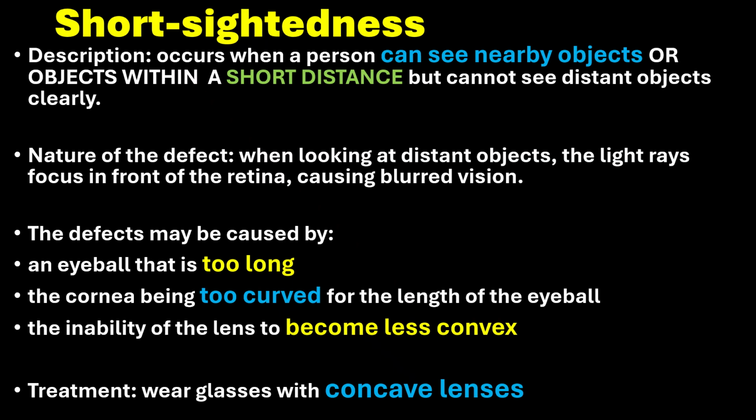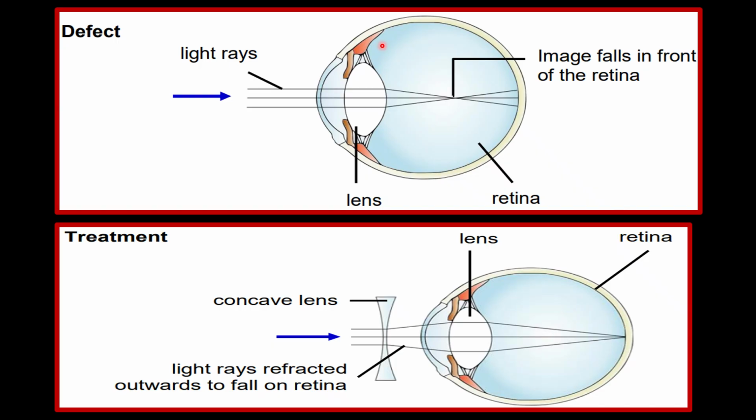When looking at a distant object, the light rays focus in front of the retina, causing blurred vision like we saw earlier on. The defect may be caused by an eyeball being too long or the cornea being too curved for the length of the eyeball, or the inability of the lens to become less convex. How do you treat it? You must wear a concave lens. So that is what we saw earlier on in the presentation. This is the defect, and this is how it is corrected using a concave lens, as the image can now fall on the retina.